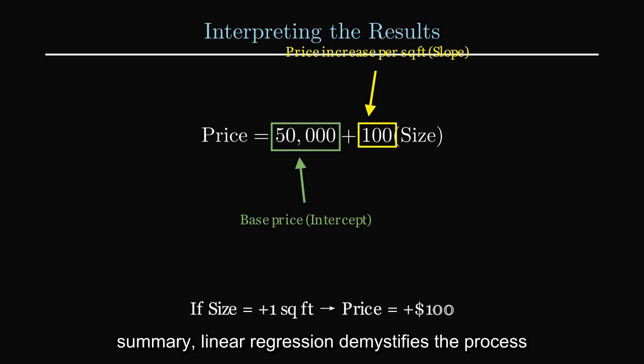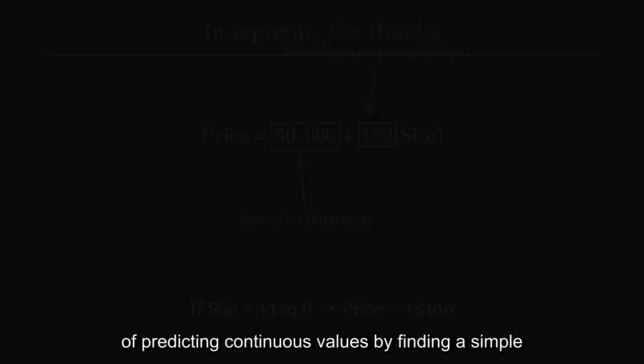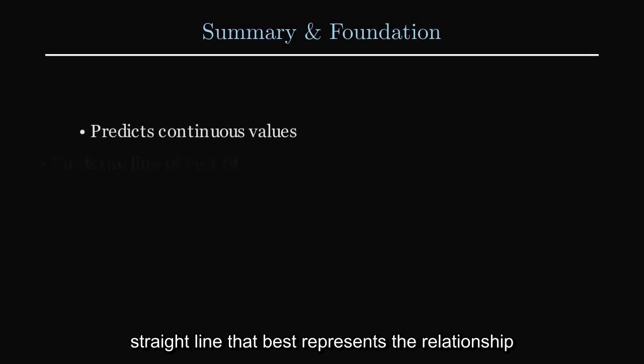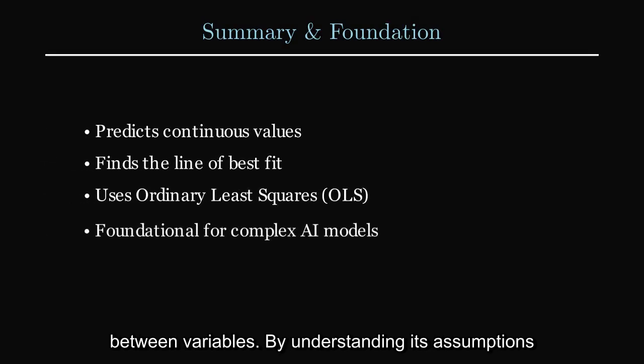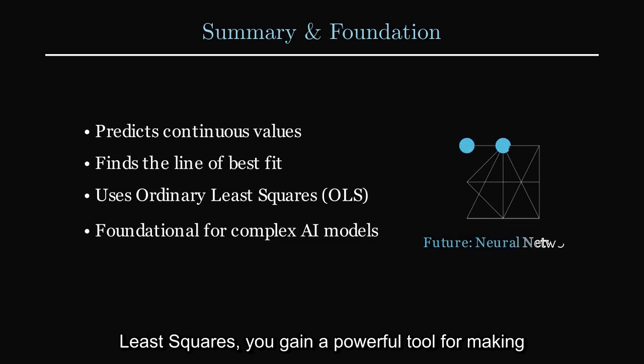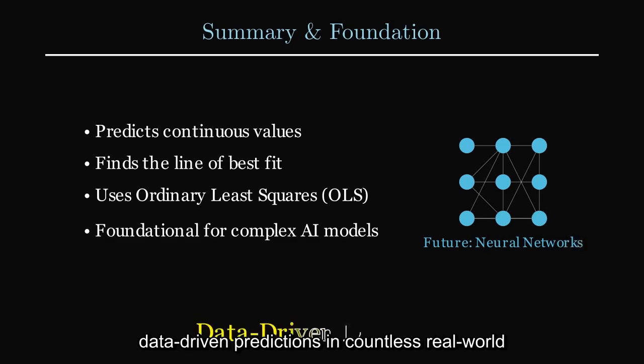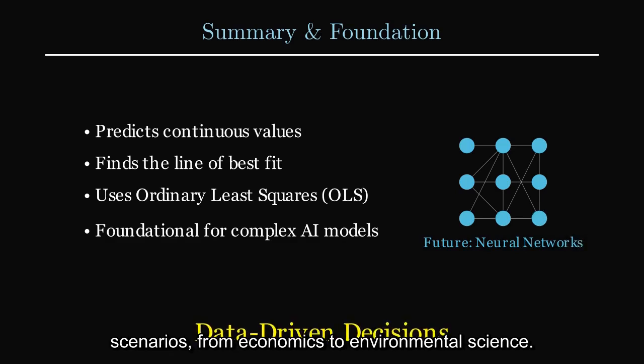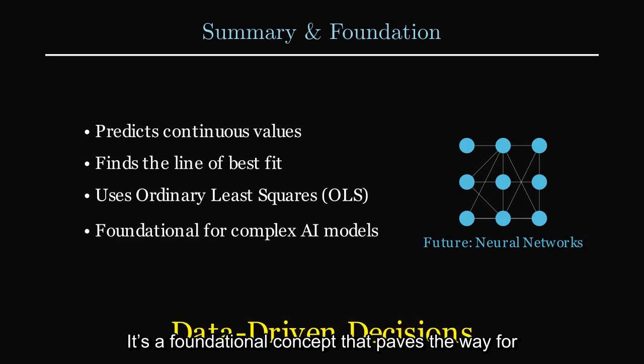In summary, linear regression demystifies the process of predicting continuous values by finding a simple straight line that best represents the relationship between variables. By understanding its assumptions and the method of fitting this line through ordinary least squares, you gain a powerful tool for making data-driven predictions in countless real-world scenarios, from economics to environmental science. It's a foundational concept that paves the way for understanding more complex predictive models.